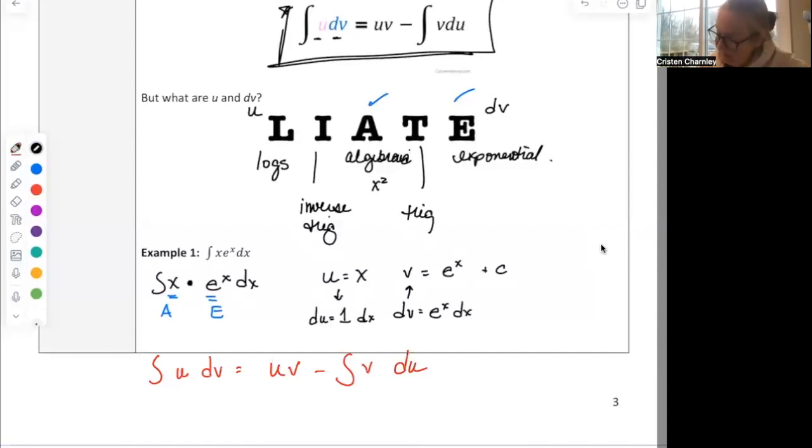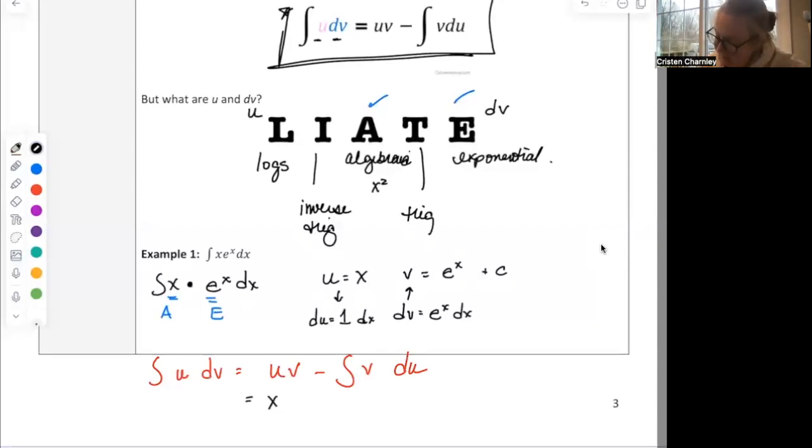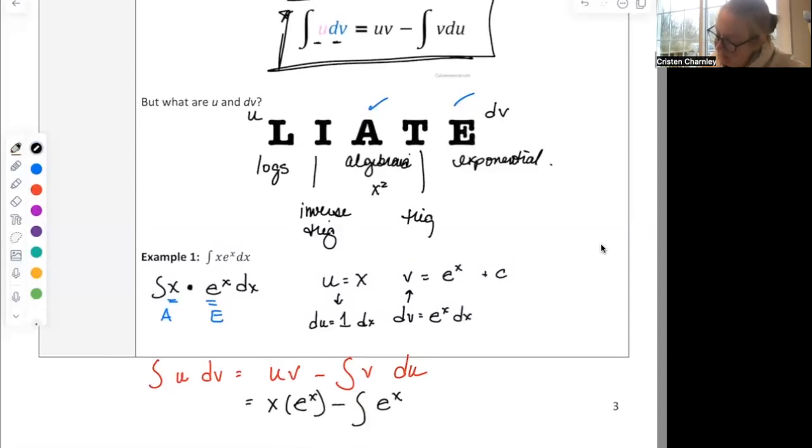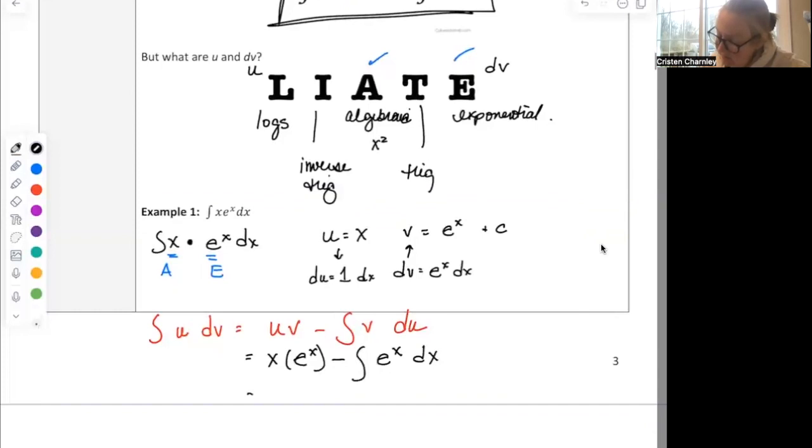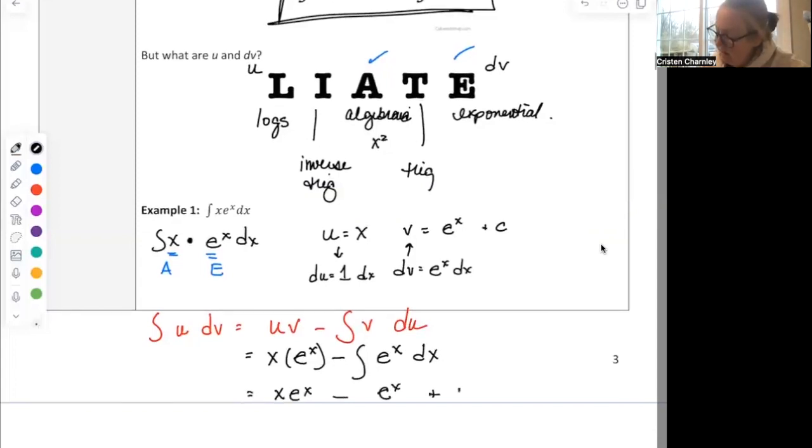And we'll put in our pieces. So in place of the u, I have x. In place of the v, I have e to the x. Don't worry about the plus c. Minus the integral of v, which is e to the x. And then du is really dx. Now, if you'll notice, we still have an integral symbol in here. We're not finished yet. So we still have to find the antiderivative. So this piece here in the middle is good to go, x e to the x. Minus, what's the antiderivative of e to the x? Well, it's e to the x, and on the very end, we have a plus c.